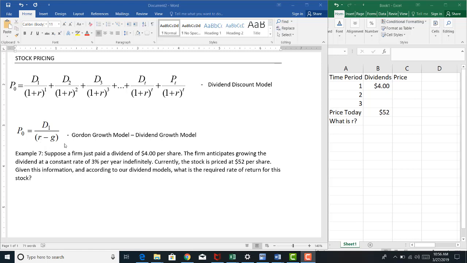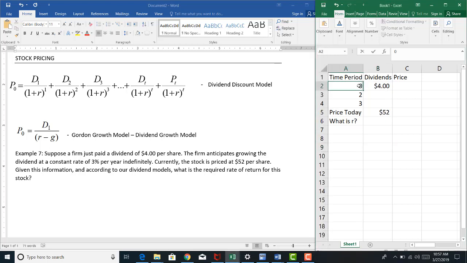It's important to note that the firm just paid a dividend. Is that D0 or D1? So in the previous problem, the firm was anticipating paying a dividend in the upcoming year, so that was D1. But in this example, the firm has just paid a dividend of $4 a share. So $4 a share is not D1, it's D0 rather.